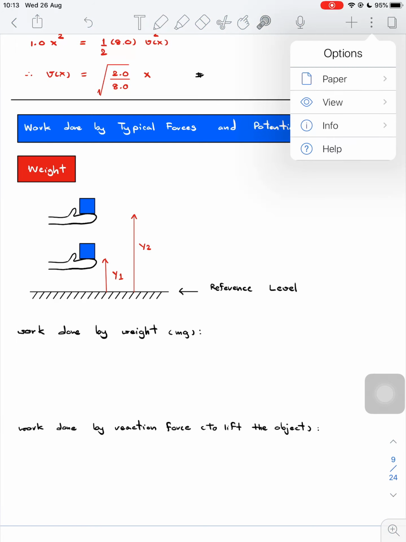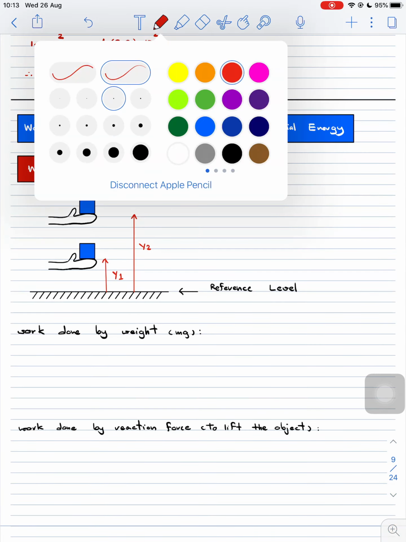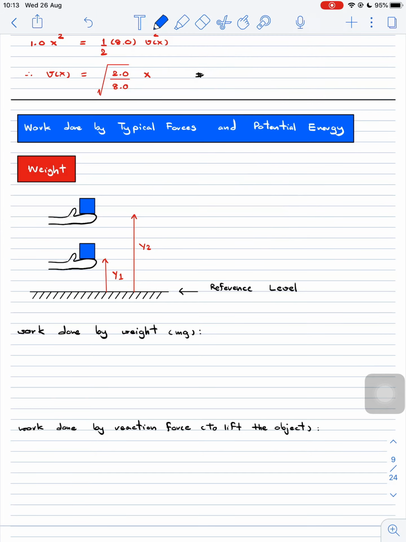So now we assume that we raise the object with constant velocity. In this case, it means that the net force exerting on the object must be equal to 0.